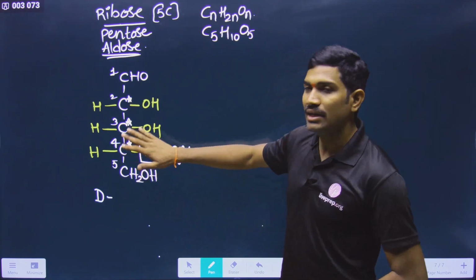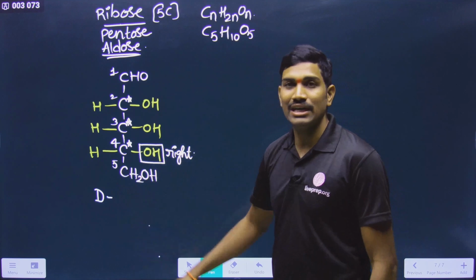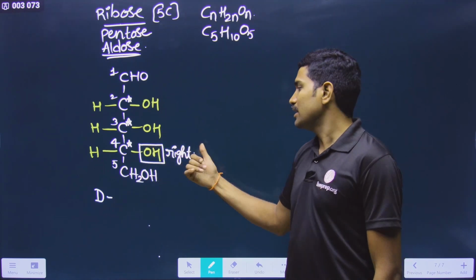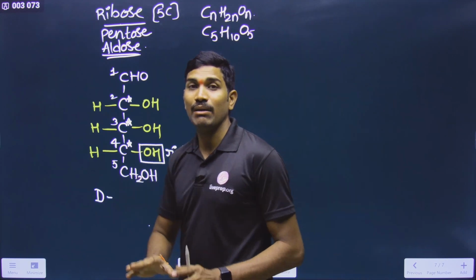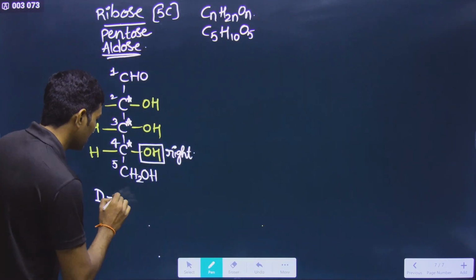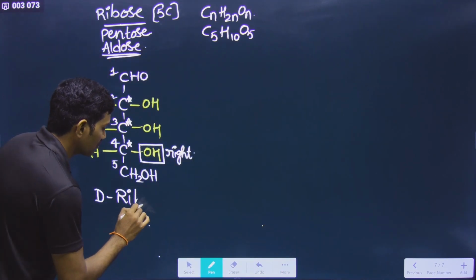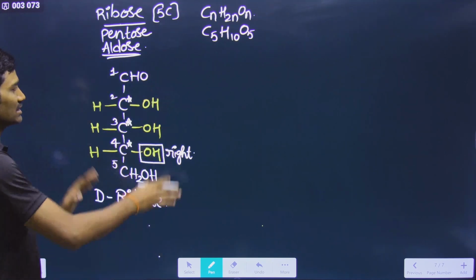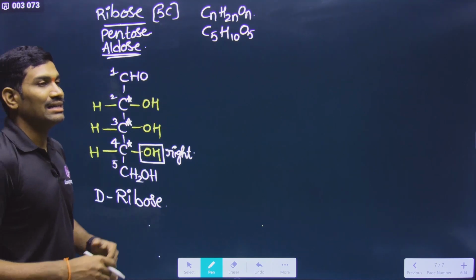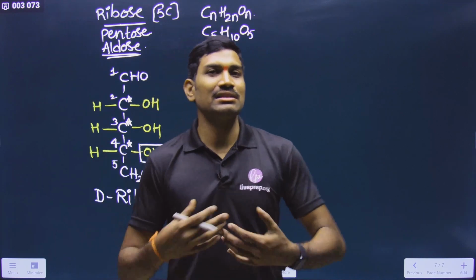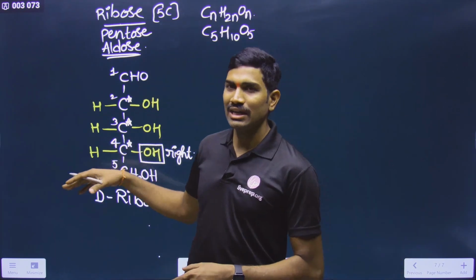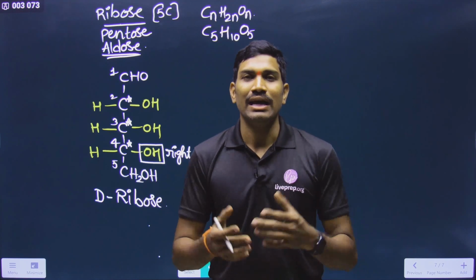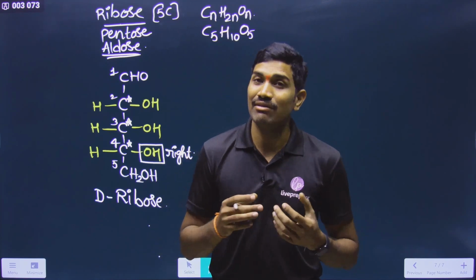Here we are talking about the capital D isomer, and here the OH group on the last chiral carbon is present on the right side. That's why it is the capital D isomer. That's why it is capital D ribose. This is the structure of ribose sugar. Generally, this is present inside the cell. We are talking about this ribose as part of the RNA molecule, and that RNA molecule is present inside our cells.